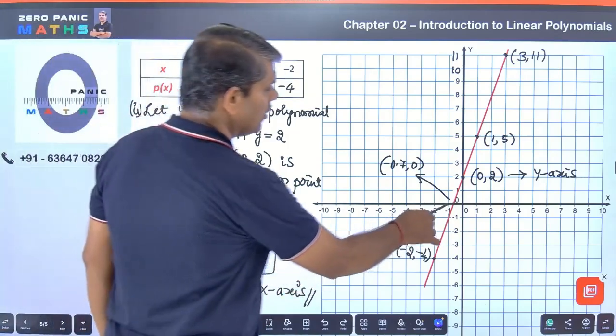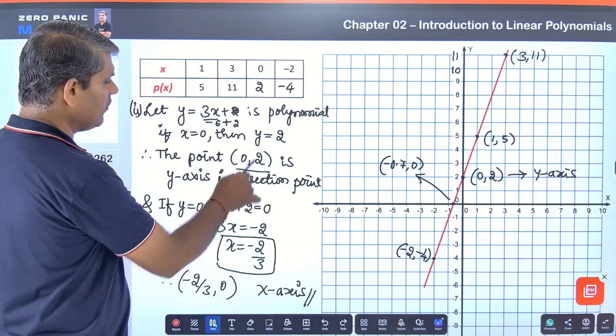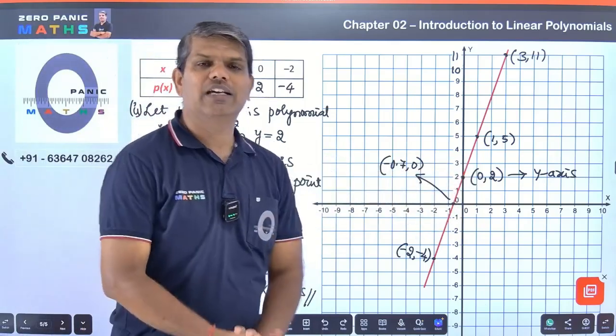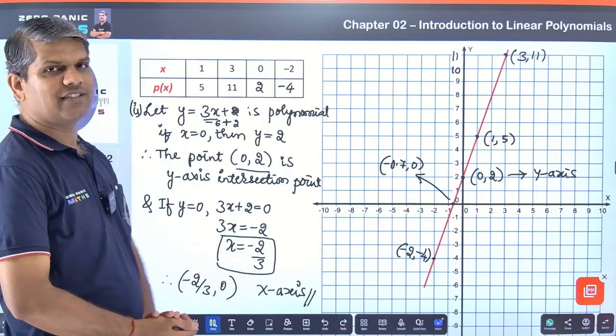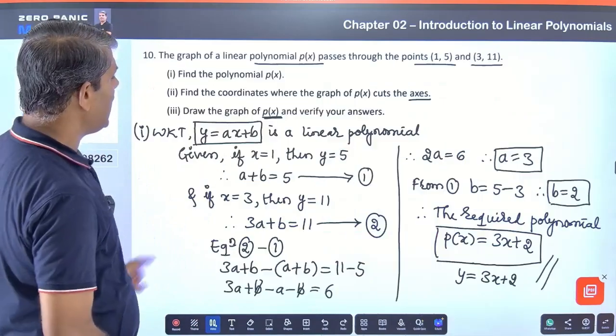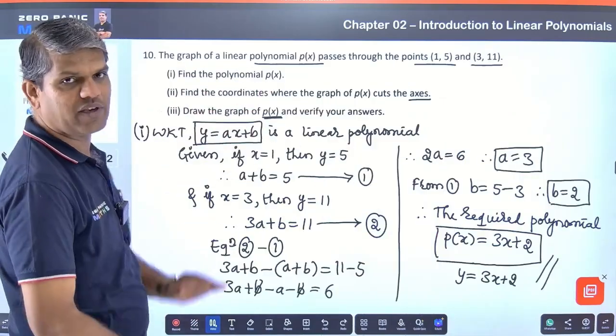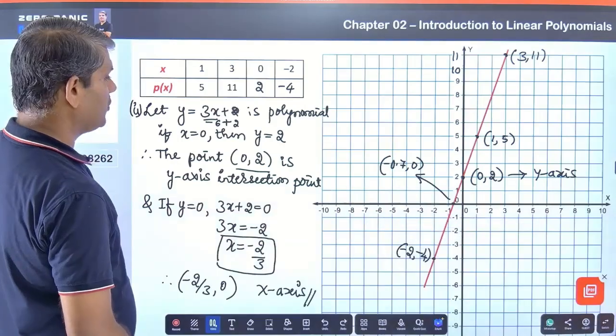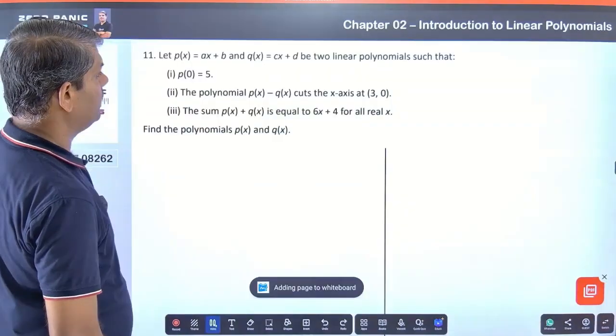So theoretically and graphically we have proved that these are the two coordinate points where both axes are intersected. So this is the answer for all these three questions. Understood this? Now let us quickly move to the next problem.